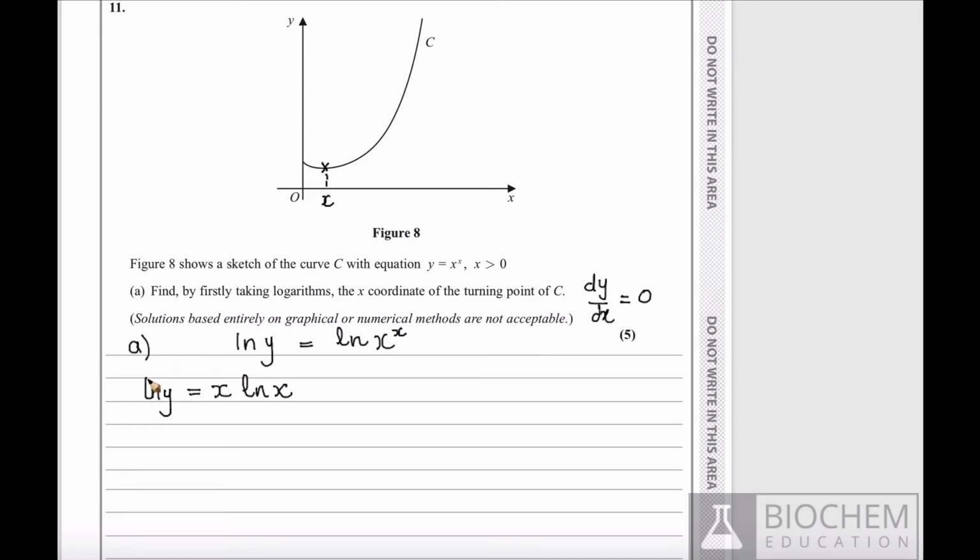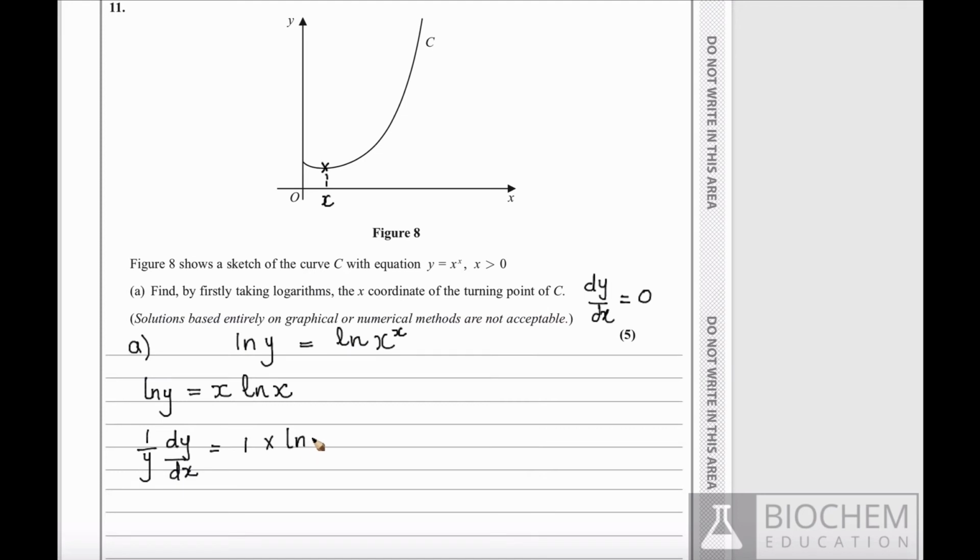So differentiating the left and right hand side with respect to x, we can write the left hand side as 1 over y dy by dx, as it is a y term, equals, now the right hand side can be differentiated by product rule. So applying the product rule on this side, we will differentiate this term, which will be 1, and leave the other term as it is.